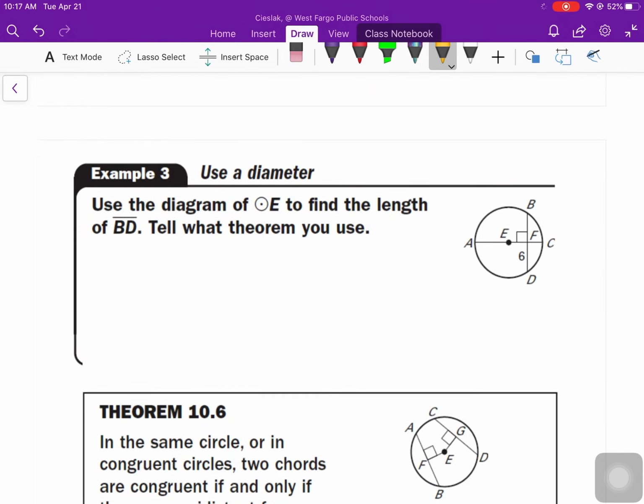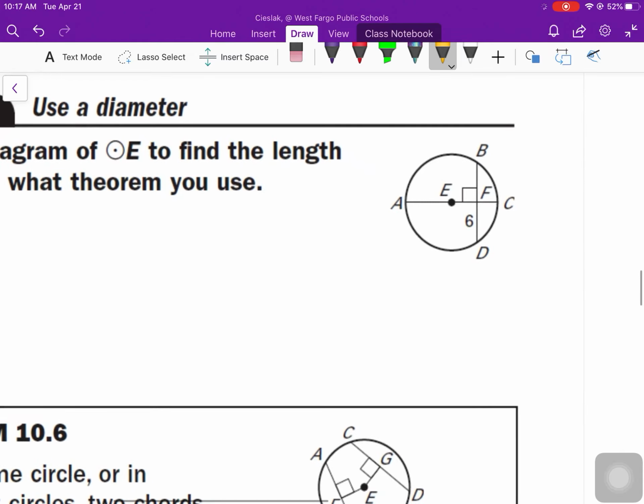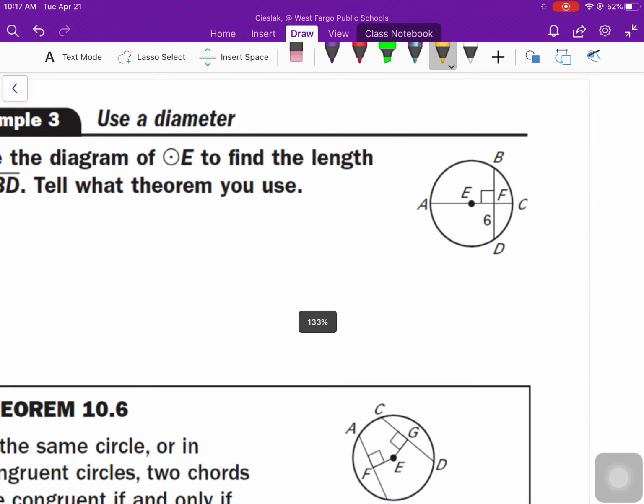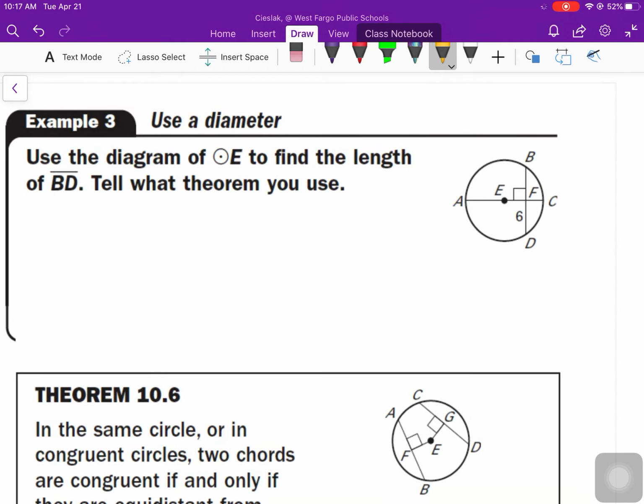Okay, so example 3 says use the diagram of E to find the length of segment BD. Tell what theorem you use. We won't tell the theorem, but let's take a look at this. Looking at this one, I know that this right here, AC, is a diameter. And since I know that's a diameter, I know it bisects the chord it's intersecting there. Okay, so since that's a diameter and it bisects, I want to find BD, which is this entire length. So all you have to do is take 2 times 6, which is 12. Okay, so really I guess we should say 12 units.